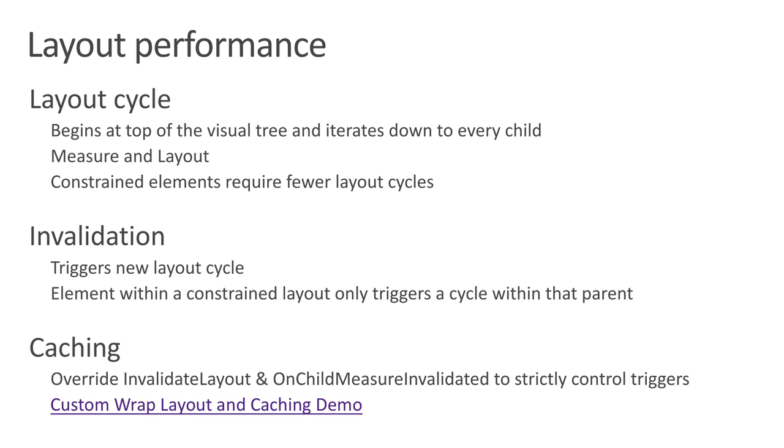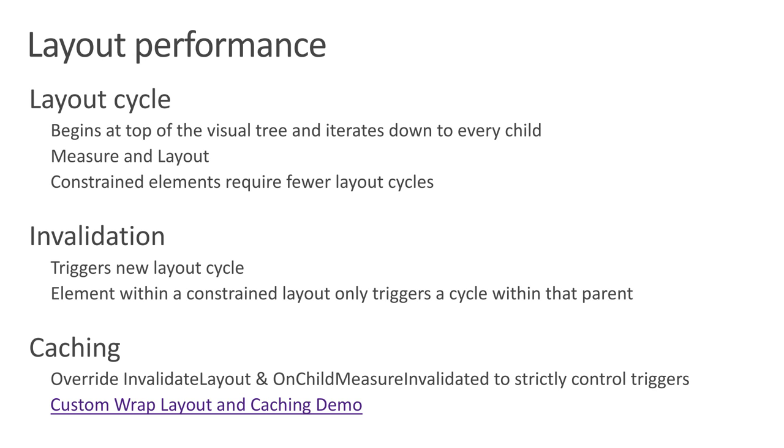Every time that the layout is invalidated through a binding, through anything changing in the tree, it triggers a new layout cycle. And again, if you have an element with a constrained layout, it's only going to trigger when it's within something that changed, right? So if nothing within it has changed and nothing above it has changed, it doesn't ripple throughout the rest of your layout and cause other things to change.